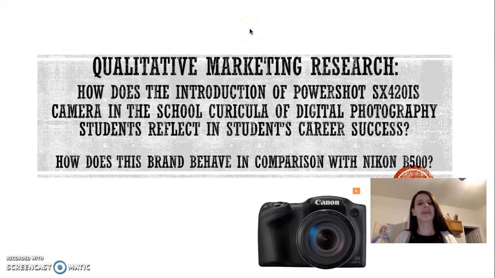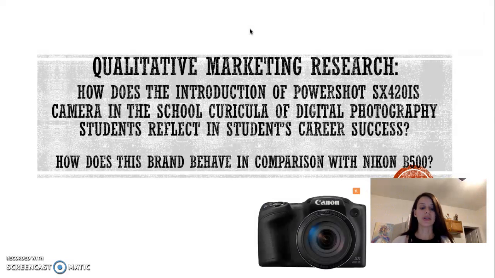Going back to our qualitative marketing research, how does the introduction of the PowerShot SX420 IS camera in the school curricula of digital photography students reflect in students' career success? And how does it behave in comparison with the Nikon B500? So why is it important to understand the metrics and measurement of that data to take action in our situation?